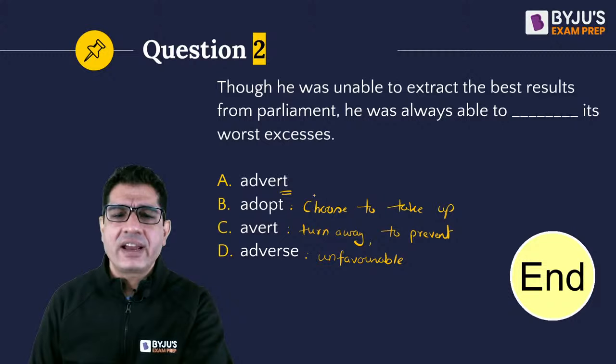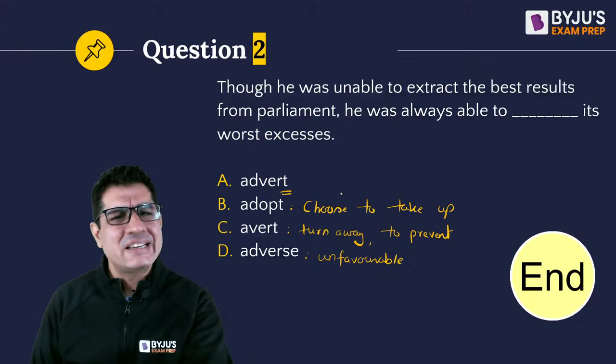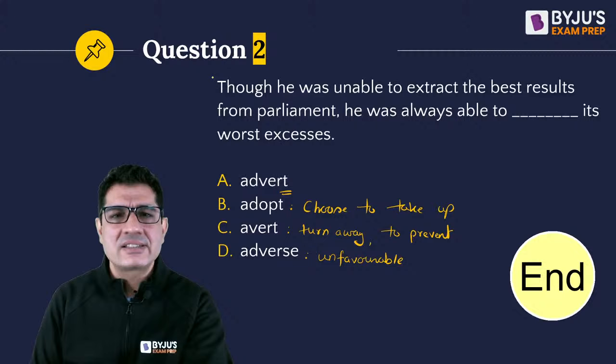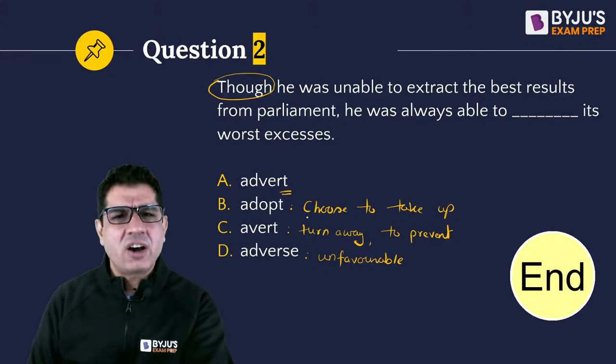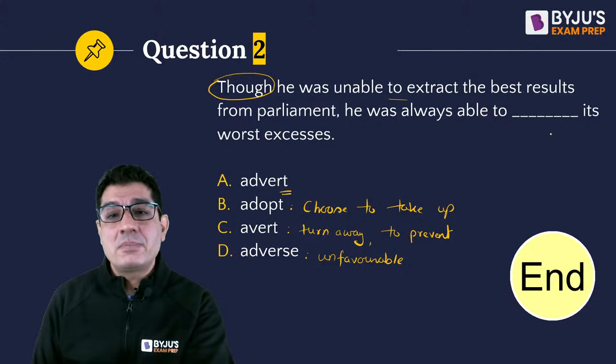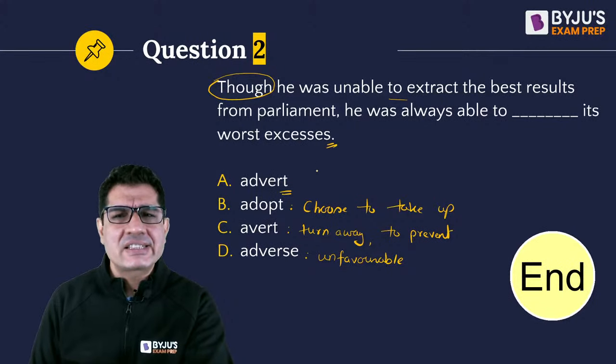Can I have advert? Though he was unable to extract the best results from Parliament, he was always able to advert its worst excesses. Mind you, whatever we do need to justify the use of though. Though is supposed to join two things which are contrasting. Adopt its worst, unable to extract, able to adopt its worst excesses. These two ideas are then going to be similar. So the use of though will not be justified. We can rule it out.